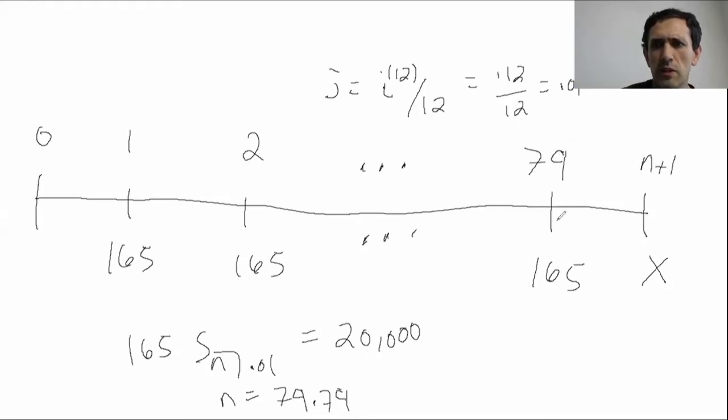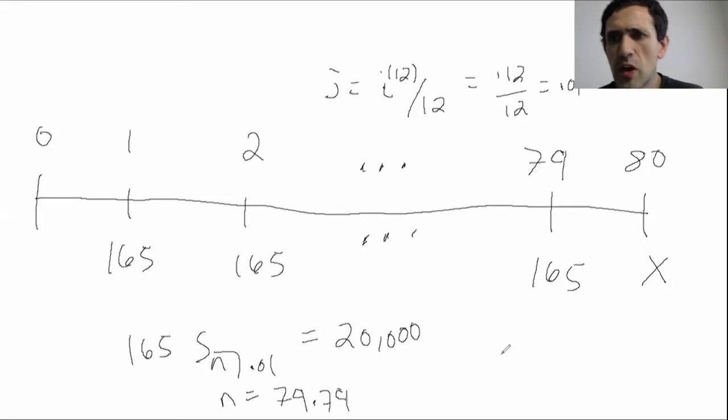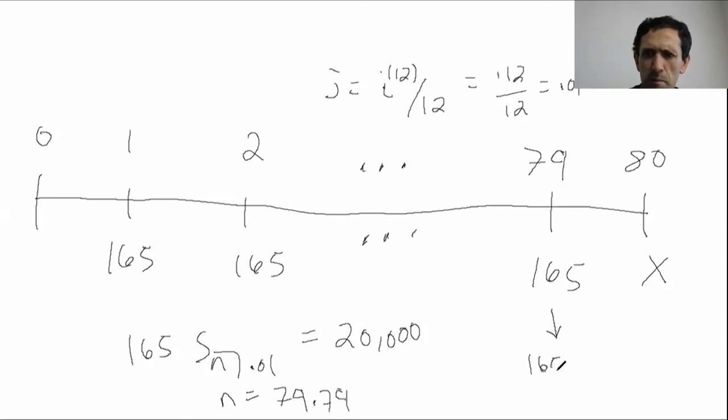Okay, so it's going to be 79. This is going to be 80. All right, so let's compute how much we have at the end of 79 months. So this is just 165 S 79.01. And let's quickly see what that is.